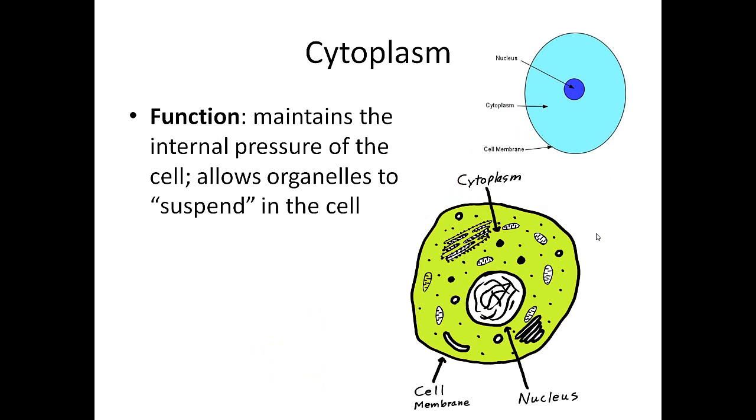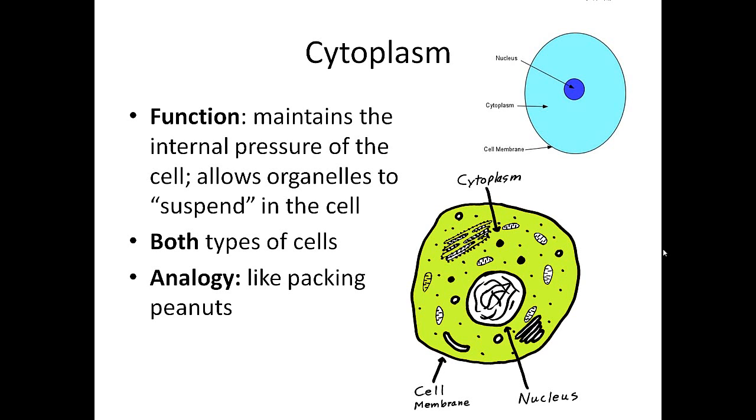Cytoplasm. The job of the cytoplasm is to maintain internal pressure of the cell and allow organelles to suspend in the cell, or kind of hang out. The top picture is just a very simple diagram of a cell: the nucleus, the cytoplasm, and the cell membrane. The bottom picture shows some other organelles hanging out in there where the cytoplasm is. It's the green. Both types of cells have cytoplasm.